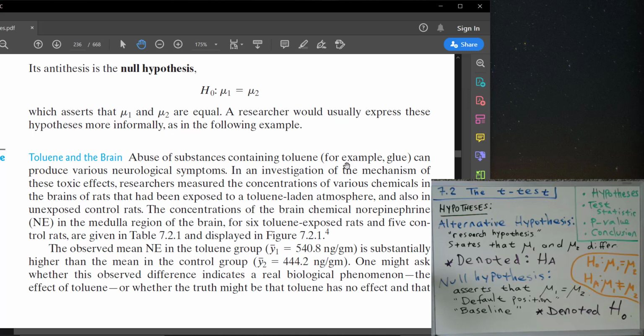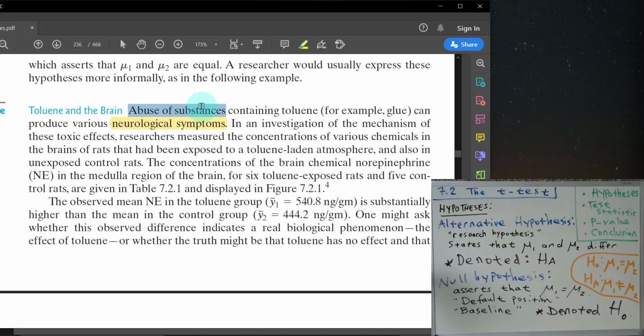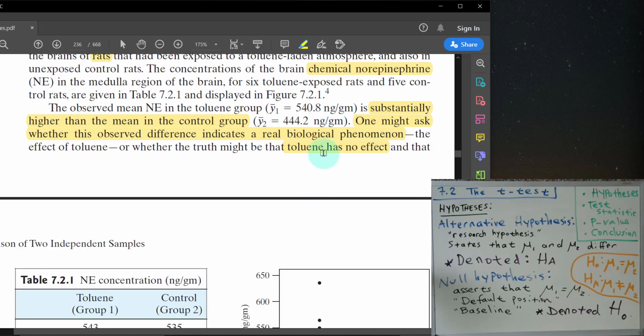And in this example, they are looking at neurological symptoms as a result of substance abuse, and they had a subject of rats in which they looked at chemical compositions, norepinephrine in the brain, etc. They want to know if the observed difference in norepinephrine is substantially higher in the substance-exposed rats than in the control rats, or if the substance has no effect and any observed difference was just due to chance.